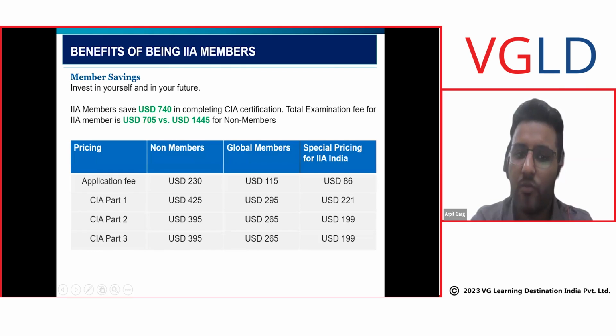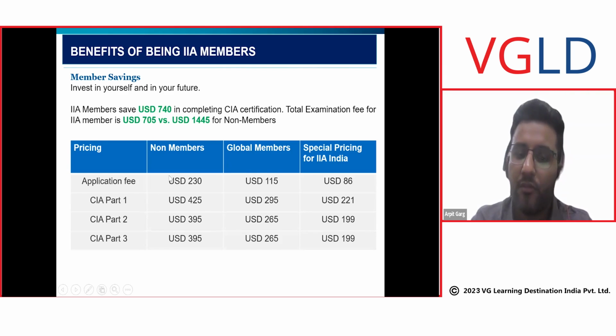Folks, now let's look at what the benefit of membership is. As I said, one is the networking and the training and multiple activities that IAA does. Apart from this, there is a direct savings in terms of the certification. If you're a member, you save roughly about $740 in completing the CIA certification as compared to a non-member. For a non-member, the application fee for CIA course registration is $230, but if you're an IA India member, then you will have to pay $86 only.